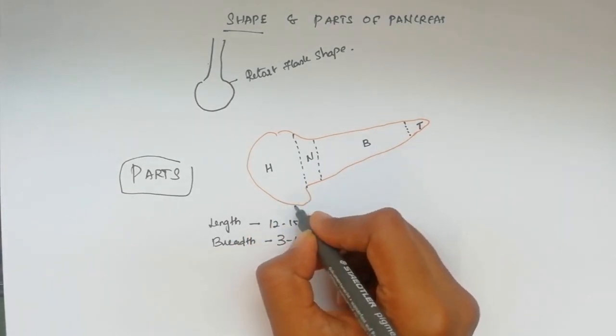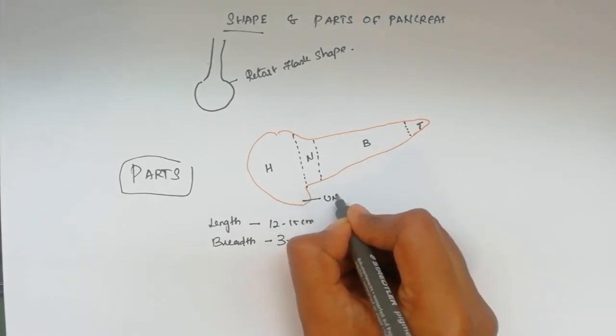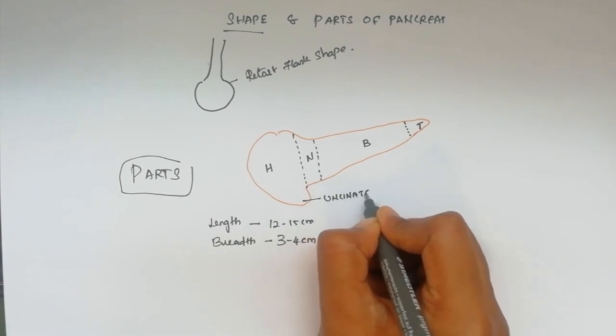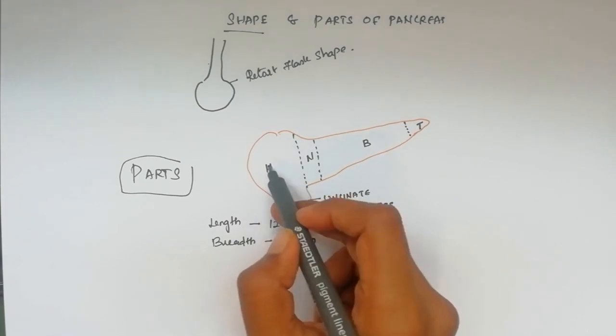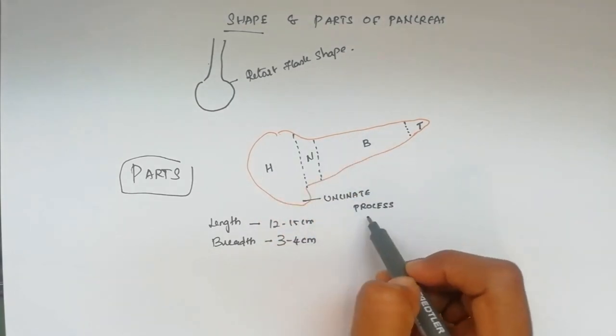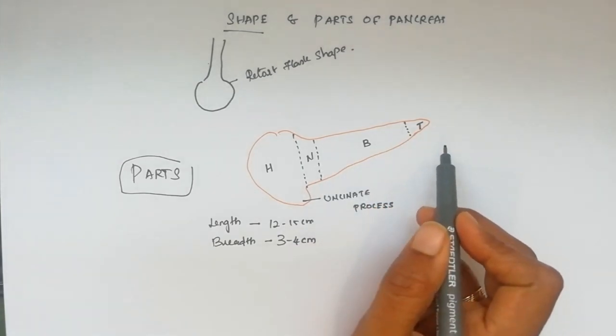Along with that you can make out a process which is extending below. This process is called as uncinate process of pancreas. So pancreas has altogether 5 parts: head with uncinate process, neck, body and tail of pancreas.